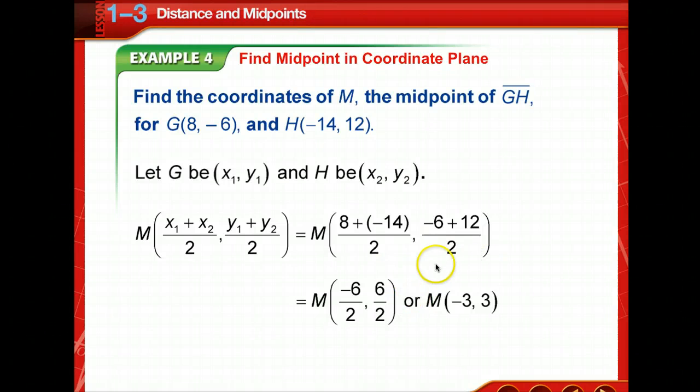All right, now we're going to simplify. 8 plus negative 14 is negative 6 divided by 2. Negative 6 plus 12 is a positive 6 divided by 2. So the coordinates of our midpoint are negative 3 and 3. Very good.